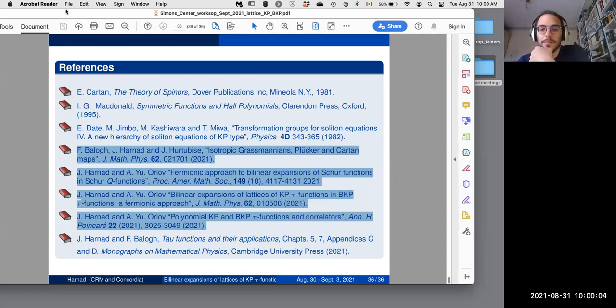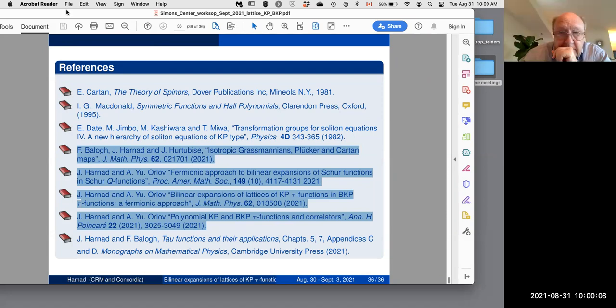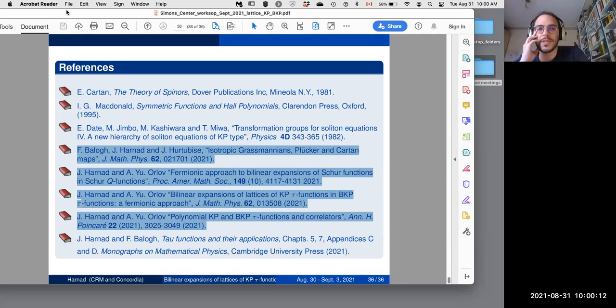So I have maybe a question. You mentioned this expansion of BKP tau functions in terms of bilinears of KP tau functions. Is there something similar done along these lines for DKP tau functions?